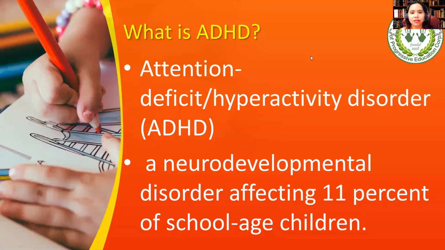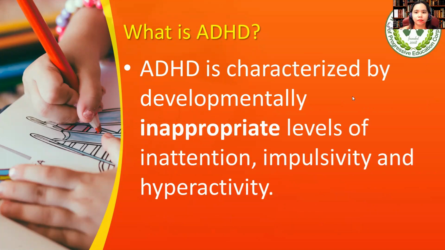So ADHD is Attention Deficit Hyperactive Disorder, and it is a neurodevelopmental disorder affecting 11% of school-aged children. It is also characterized by developmentally inappropriate levels of inattention, impulsivity, and hyperactivity. When we say inattention, it means that you are not focusing on what you are doing. When we say impulsivity, that is when you do something without even thinking. Now, when we say hyperactivity, that is when the student keeps on standing up or jumping around and not paying attention.